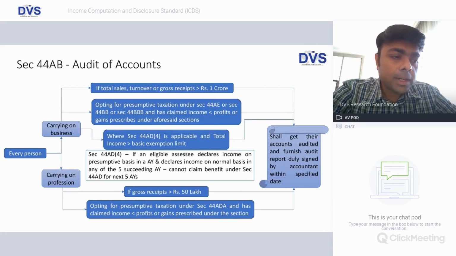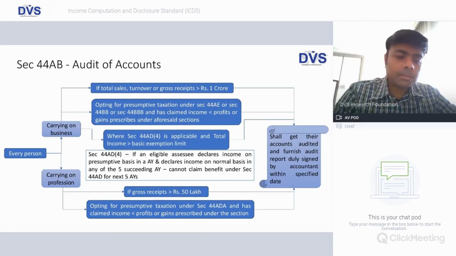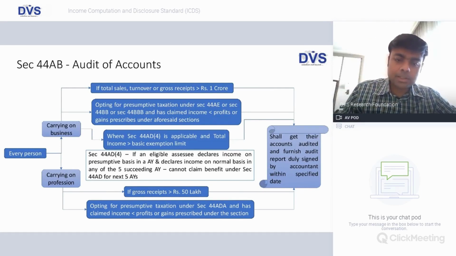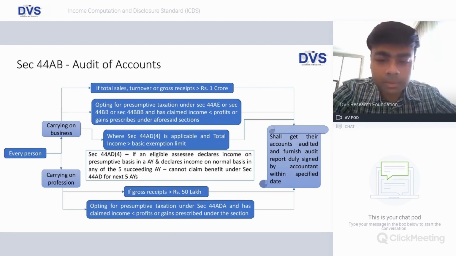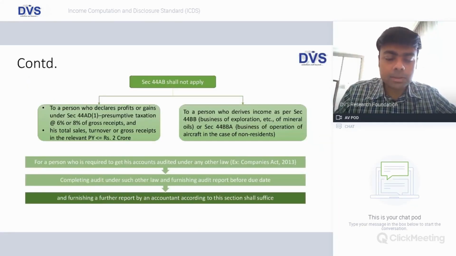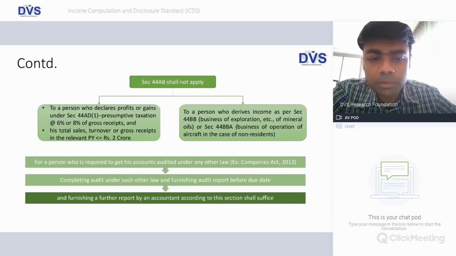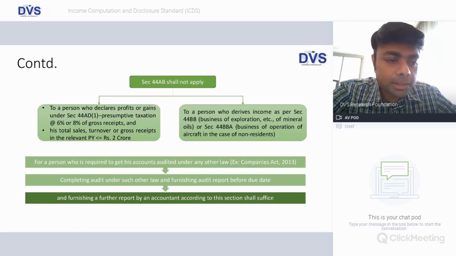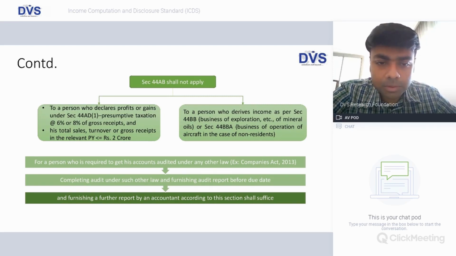And again, for an SSC carrying on profession, if the income exceeds 50 lakhs and he opts for 44ADA presumptive income, there again is tax audit, and the income is lower than the threshold of 50%. Similarly, where 44AB shall not apply, where he declares profits under presumptive tax at 6 or 8%, as the case may be, and his turnover is less than 2 crores.